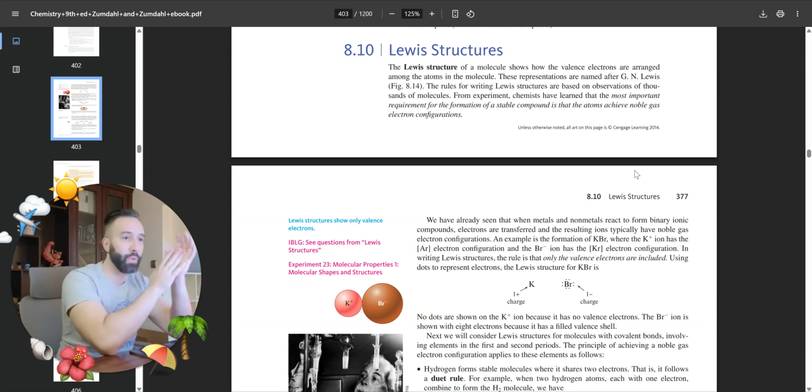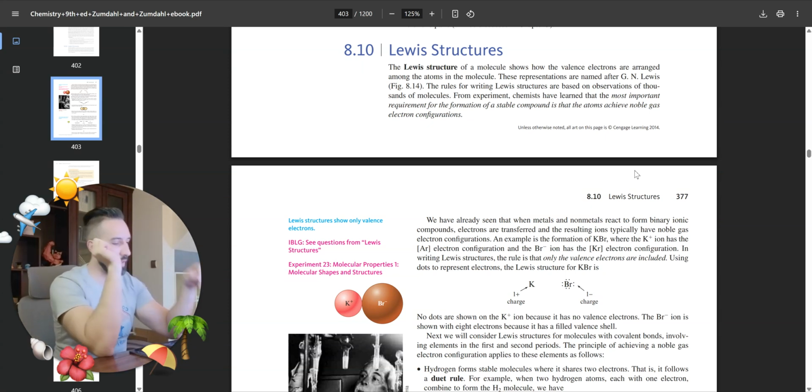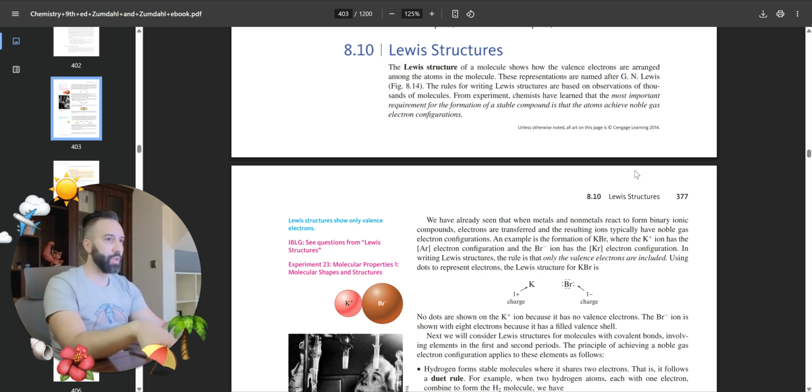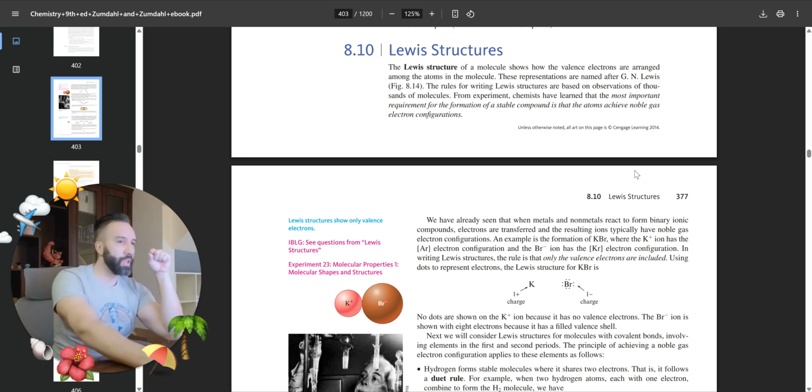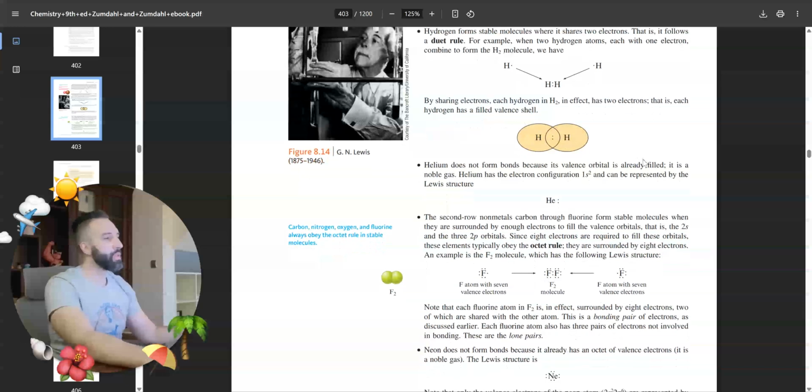Good morning and welcome to probably the most difficult video that we made so far. So this one is about Lewis structures. Lewis structures are a way to represent covalent compounds, and we talked about it a little bit. Lewis structures include these dots and lines, as you can see here.